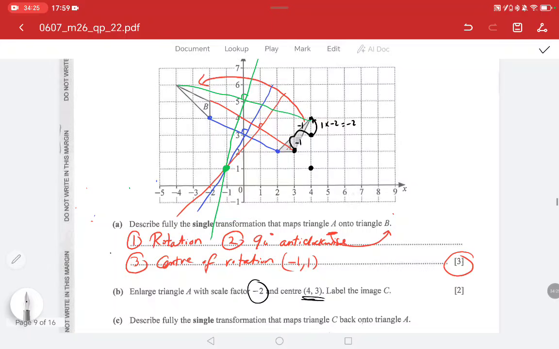So you have to move from here 2 to the right, like 1, 2, and 2 up. So 1, 2. So it will be here. So this is the second vertex. Okay. Where is the third one? Okay, the third one is this one.